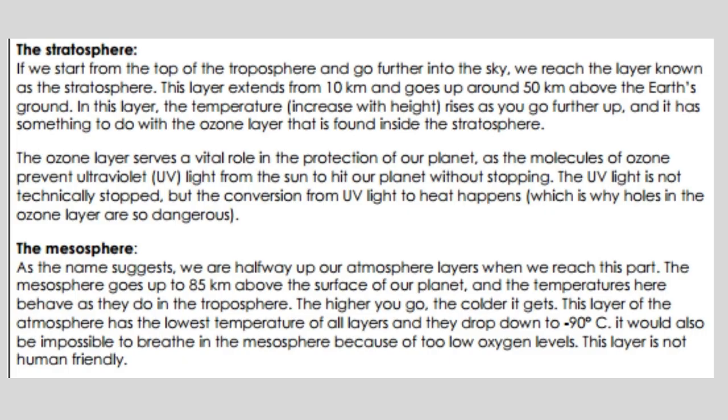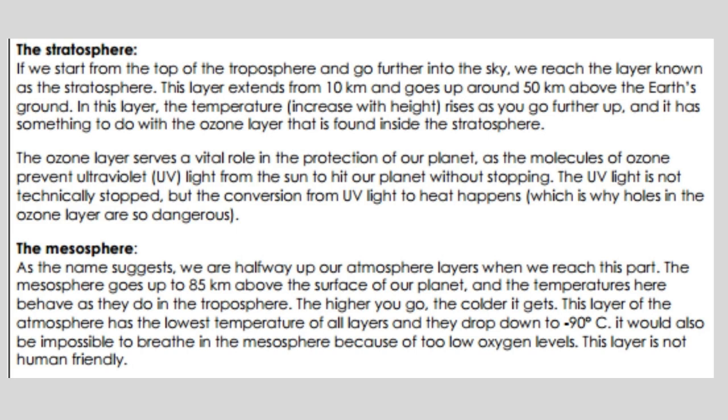The stratosphere. If we start from the top of the troposphere and go further into the sky, we reach the layer known as the stratosphere. This layer extends from 10 kilometers and goes up to around 50 kilometers above the Earth's ground. In this layer, the temperature increases with height, rising as you go further up, and it has something to do with the ozone layer that is found inside the stratosphere.